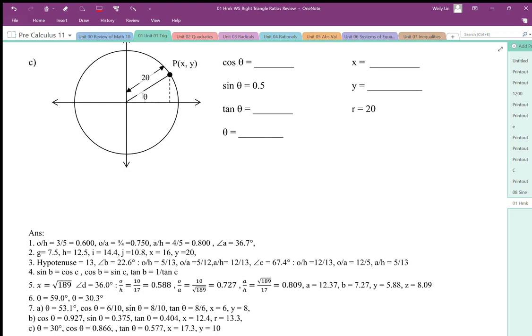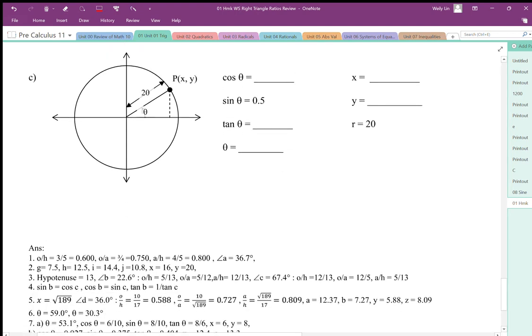This is 7C. We are looking at the right triangle that's embedded in a circle. Now, the information we've been given is this hypotenuse, and we've been given the sine ratio. So since I've been given the sine ratio, I'm going to find out the opposite side length.